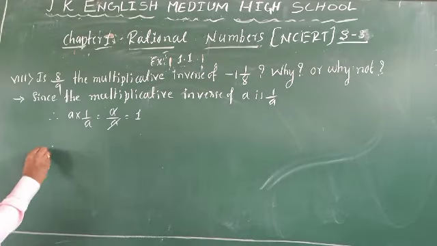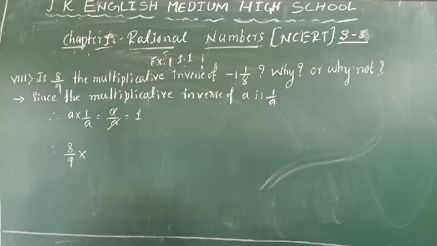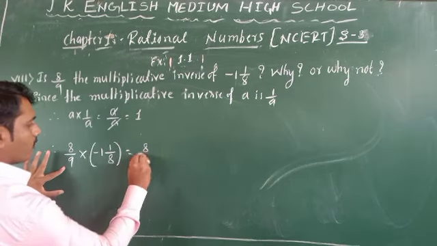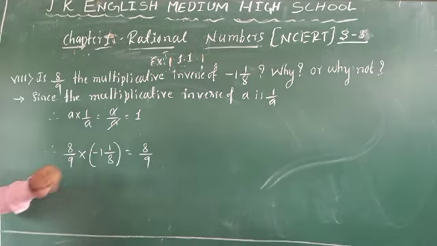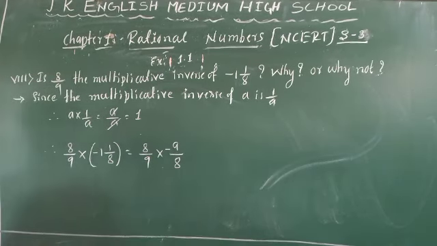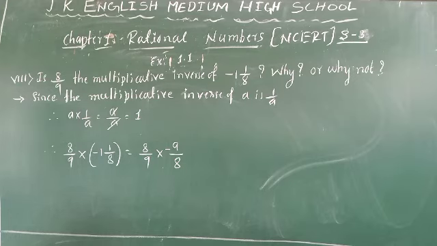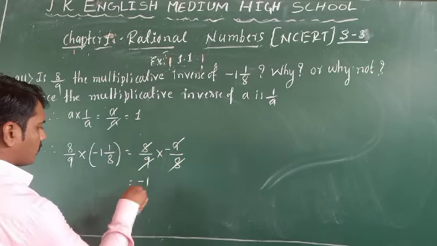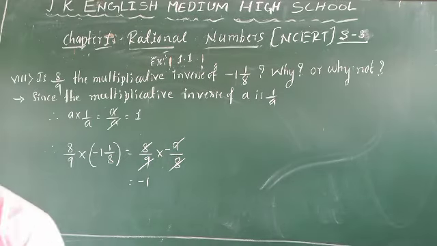Therefore, 8 by 9. How to write the 8 by 9? 8 by 9 into, how will we write it? This is minus 1 integer 1 upon 8. Write it as: 8 ones are 8, 8 plus 1, minus 9 by 8. Correct? Now we have to multiply both the values. 9 and 9 cancel, 8 and 8 cancel. The answer is minus 1.